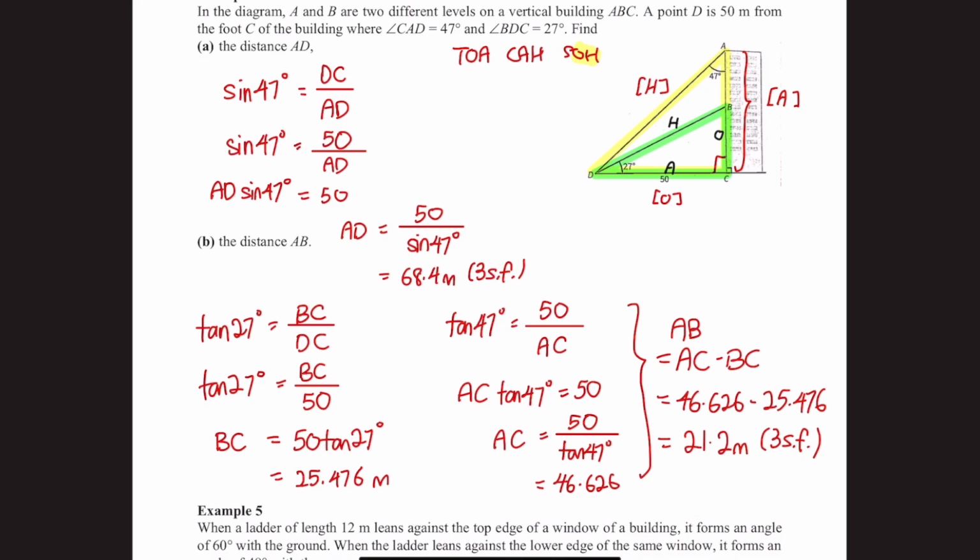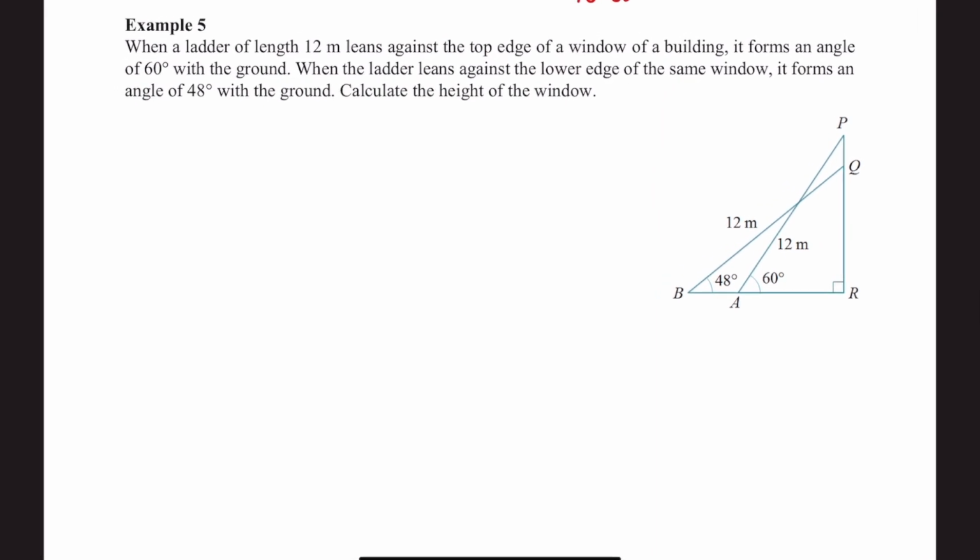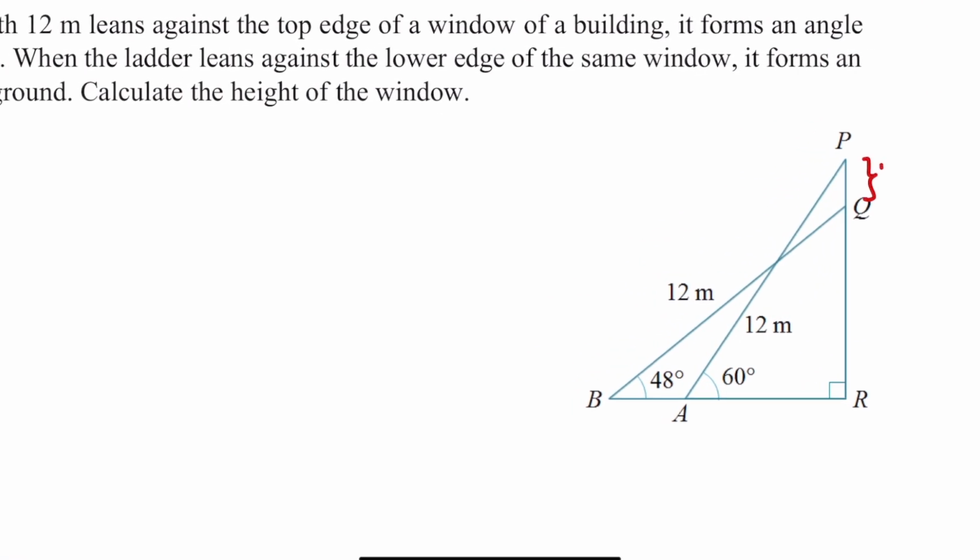Alright. Let's now look at the last example, example number 5. A ladder of length 12 meters leans against the top edge of the window and forms an angle of 60 degrees. So the ladder is this AP here, length 12 meters, forming an angle of 60 degrees. Then the ladder leans against the bottom edge of the window, here BQ, and the angle becomes 48 degrees. Find the height of the window, meaning that this part here, PQ, is the window. I want to find this length here.